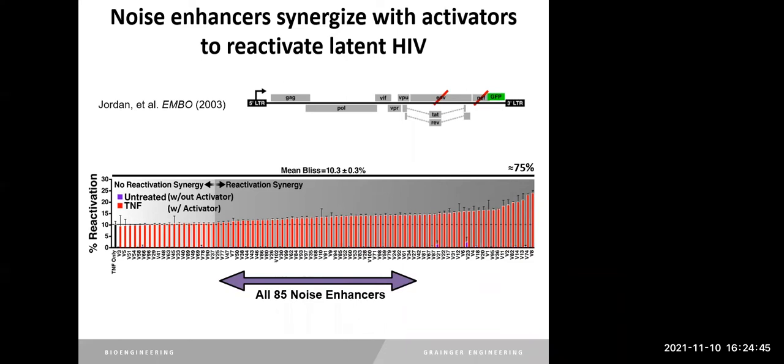not reactivate latent HIV. But in combination with TNF, with the activator, which the activator alone gives about 10% on, in combination, about 75% of these drugs synergize reactivation of latency. So we saw an enrichment of synergizers, of reactivation of HIV latency among the noise enhancers.